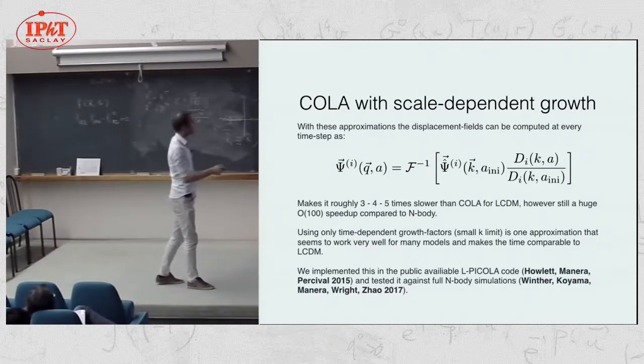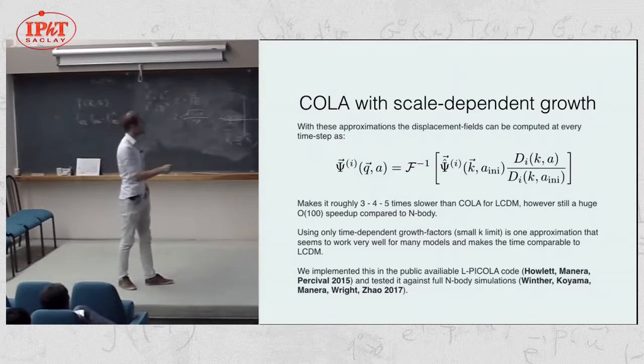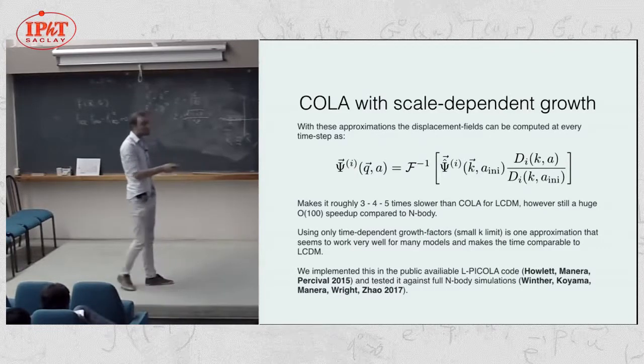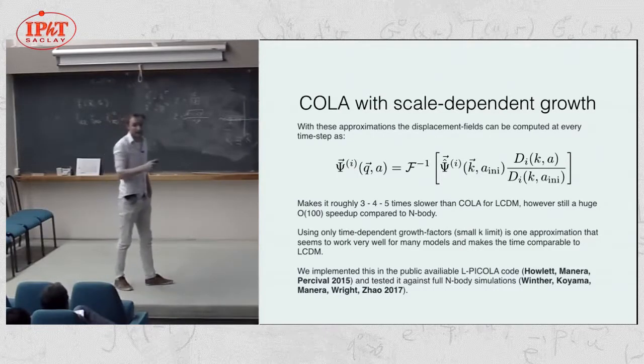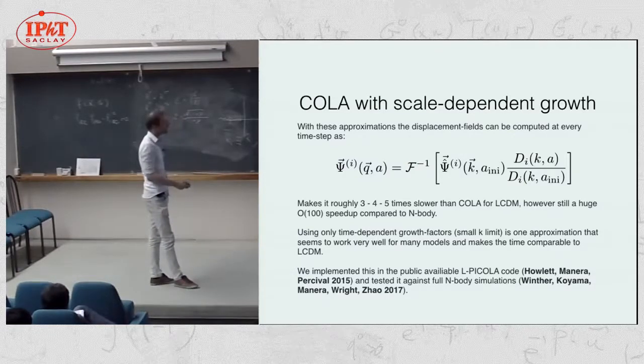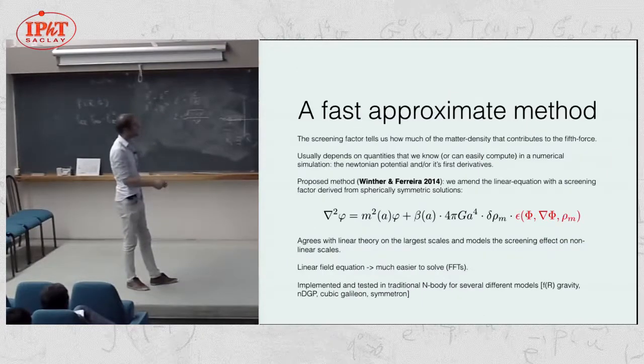And for many of these models, it turns out that another approximation you can do is to just use time-dependent growth factors. Basically, you use the small k limit of the growth factors from your theory. And that turns out to be a pretty good approximation in many cases. And then you don't have to do this. So then the only thing you have to do in this method is compute this equation.